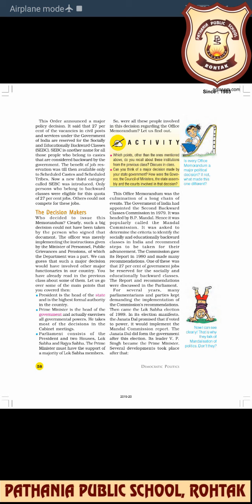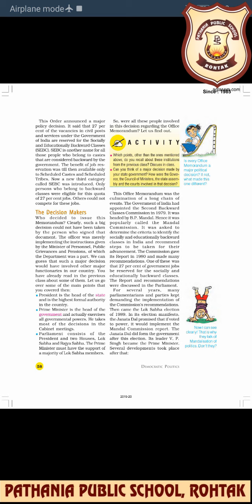And this office memorandum was the culmination of a long chain of events. Beta, any law or any changes at a national level take a lot of time. The government of India had appointed the second Backward Classes Commission in 1979, and it was headed by B.P. Mandal. If you remember, we have read about this Mandal Commission in class 8 also. Hence, it was popularly called the Mandal Commission. It was asked to determine the criteria to identify the socially and educationally backward classes in India.